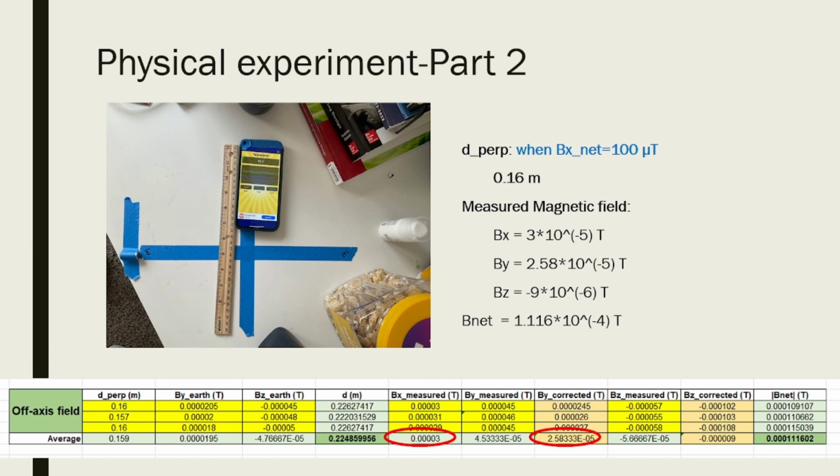So for the second part of the experiment, we need to calculate the off-axis B field. We first find d perp, which is the distance from the magnet to the phone when the on-axis Bx naught equals 100 μT. And then we put our phone at a location which is d perp to the magnet in both x and y directions. Then we can get the measured values of Bx, By, and Bz from our phone. With those values, we can calculate B naught, which equals 1.116 times 10 to the minus 4 Tesla.